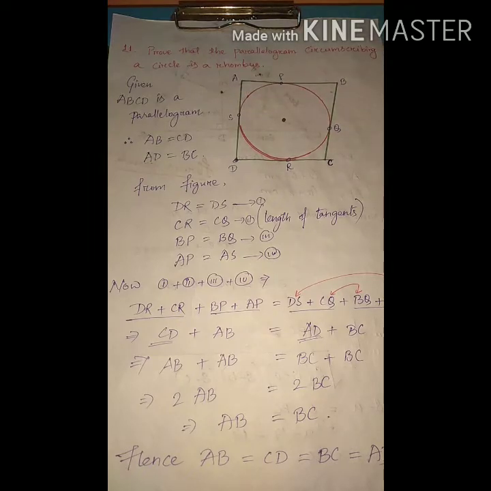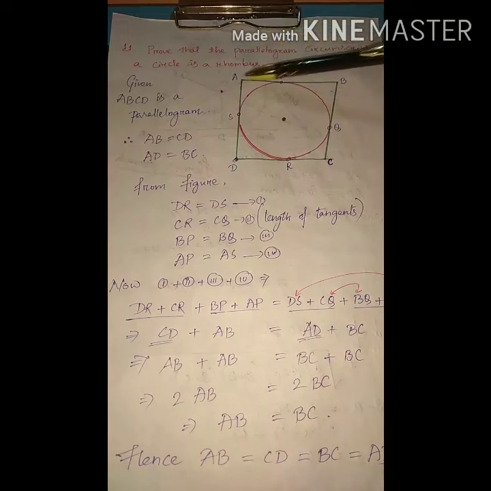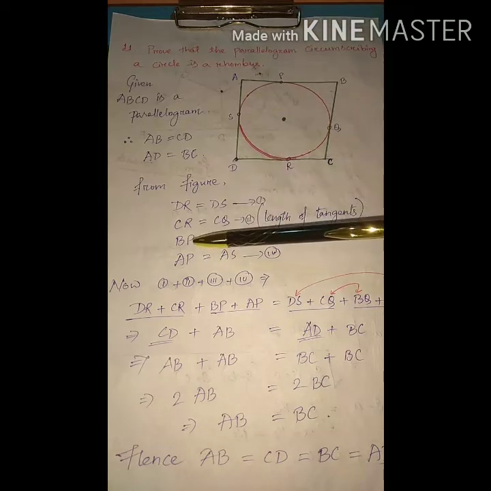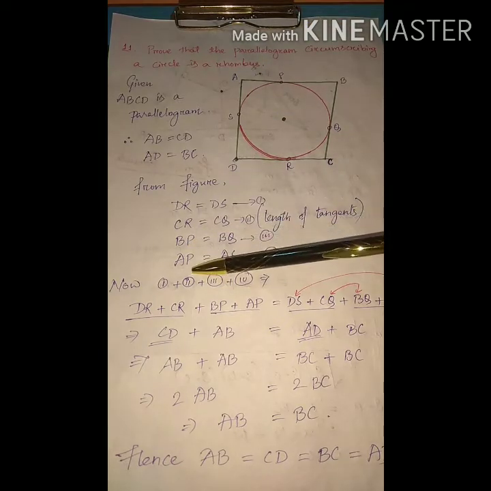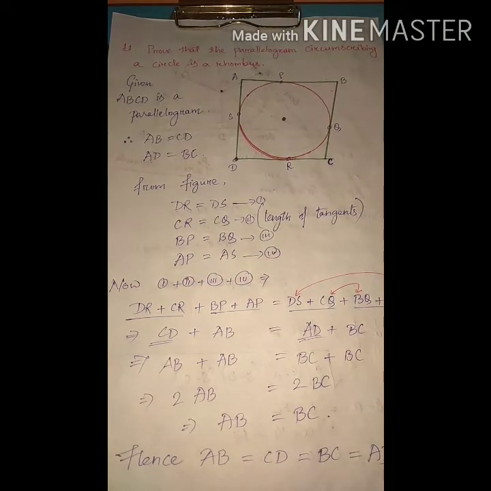And one more important thing here: we need to prove AB equal to CD or AD equal to BC. For that reason, on the left-hand side write DR, and in the second equation write CR, because if you add DR plus CR you get CD. Is it clear? Similarly, if you write AP, then at the same time on the left-hand side you have to write BP. So when we write BP equal to BQ, at the same time we write AP equal to AS. Don't write AS equal to AP, otherwise we can't get the answer here.